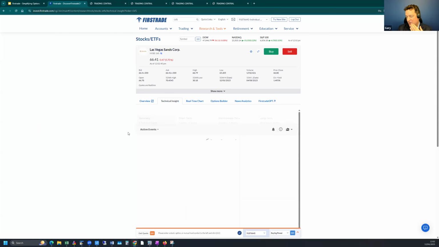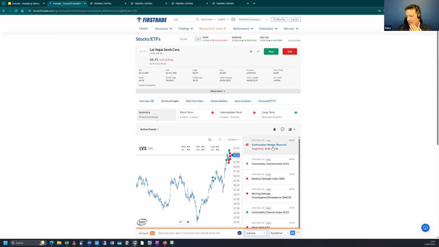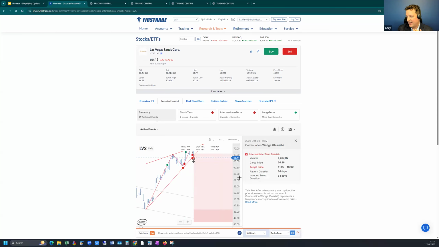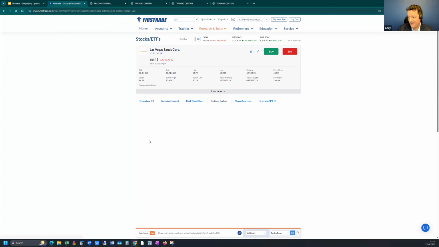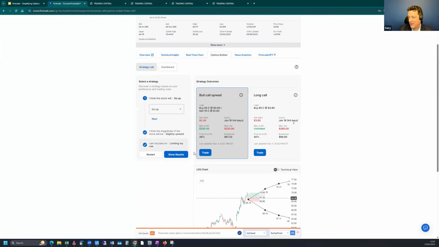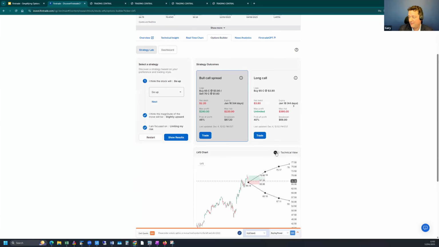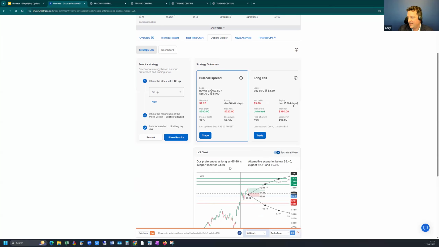Right. So this one was interesting because I had technical insight, a continuation bearish triangle on LVS, right? So sometimes I'll use two products side by side. I'll get the technical opinion, right? Then I'll jump into Options Builder and see if there's any bearish opinion coming from Trading Central on the trend following side. And here, this is interesting. We are a bit more bullish on the long-term side. Quite interesting. But again, this is a great example because I'm looking for that closest to 50% probability of profit.